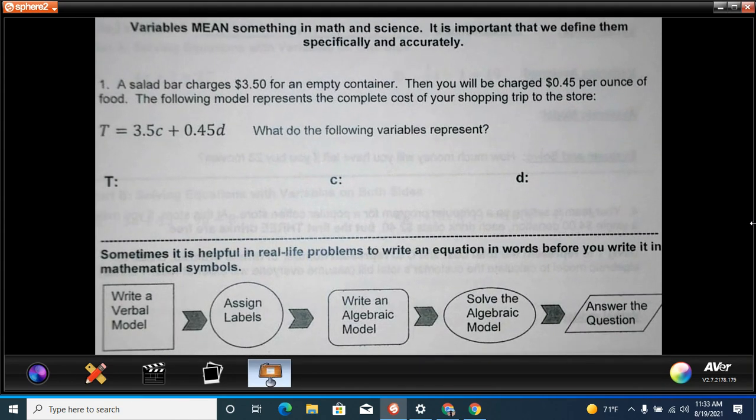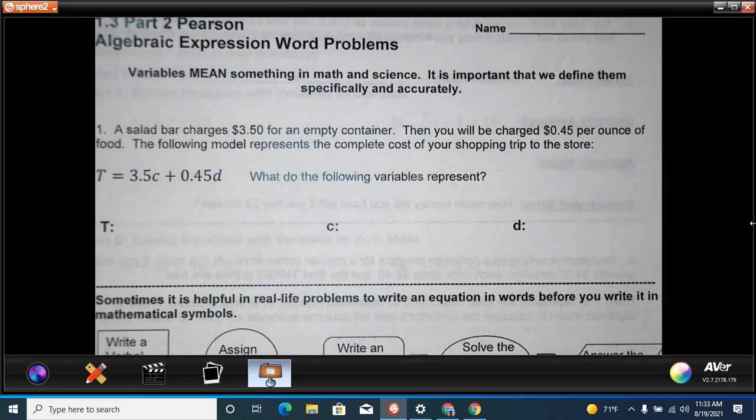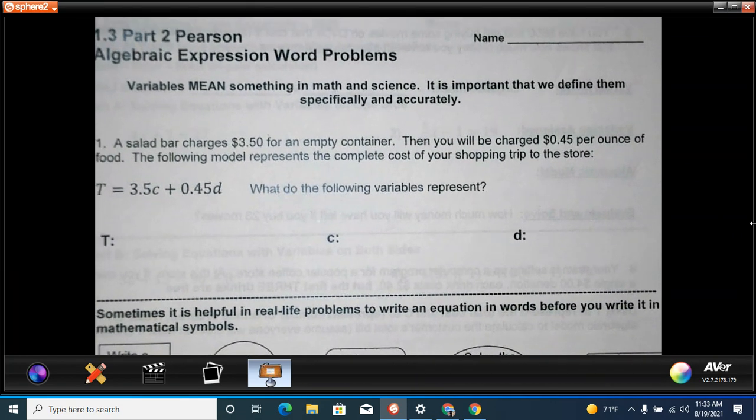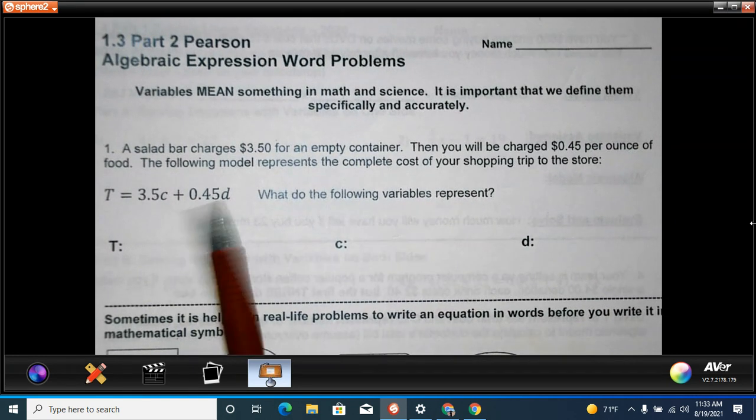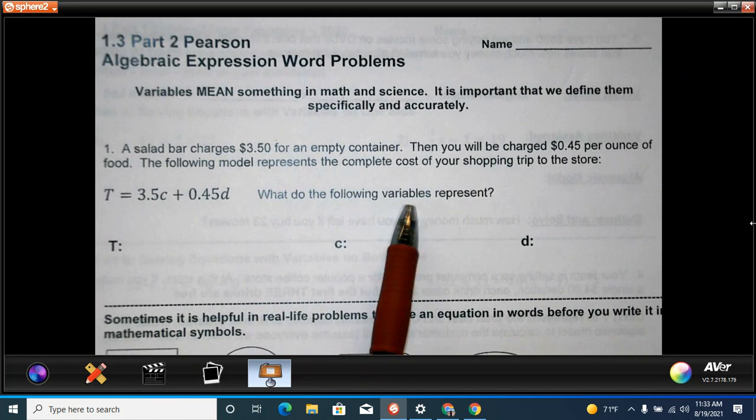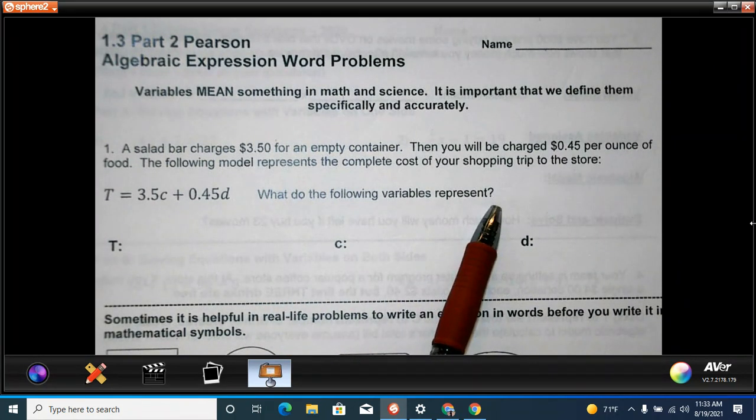All right. And also read the directions. In Algebra 2, we don't always have you complete the problem. Sometimes we'll just have you set up the problem, especially in systems of equations, because it takes so long to do one problem. So many times we'll just ask you to set it up. And that's what this one is doing. It says, what do the following variables represent? So we only need to define the variables, then we'll be done.